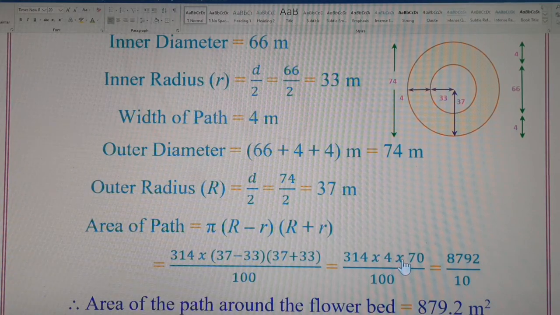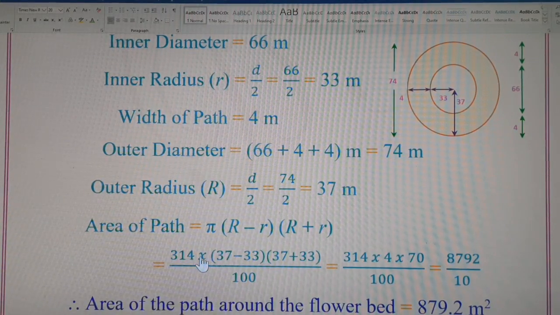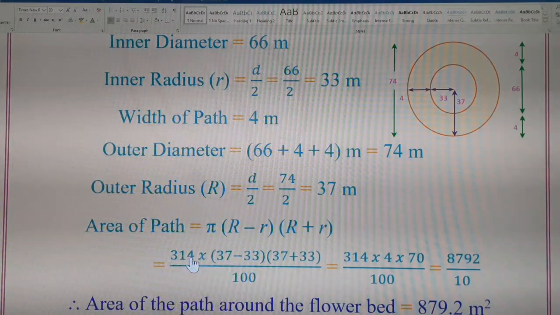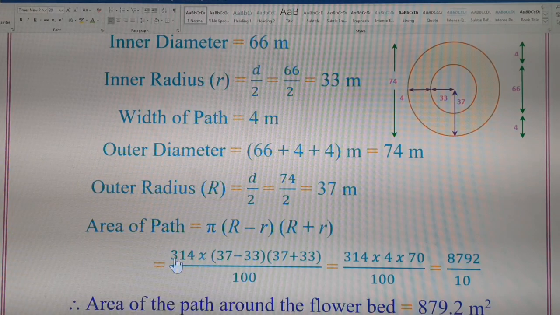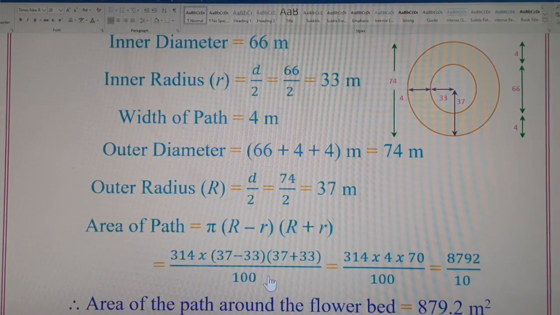And we have put the multiply sign in between these numbers, because the bracket rule means the multiply rule. Between these two brackets there is no symbol, that means we have to multiply. 314 multiply by 4 multiply by 70. 37 minus 33, the answer is 4, and 37 plus 33, the answer is 70. And we have to divide by 100 because 3.14 is the value of pi. In 3.14, we remove the decimal point and put it upon 100. So we can write the value of pi as 314 upon 100.